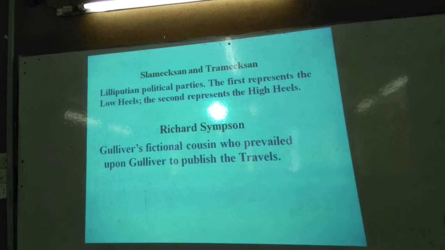Richard Sympson, Gulliver's fictional cousin, prevailed upon Gulliver to publish the travels. At the very beginning, in the introduction, Gulliver himself reveals that after making the voyages, his cousin Sympson suggests he publish his experience. As I have already mentioned, in the 18th century there were a number of travel novels, and this is one of them. That's why he is not a major character. He's a minor character. Just once you will get his name here, that he gives him the privilege to publish his book.